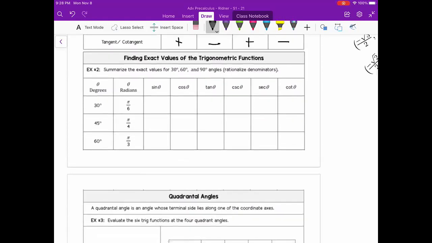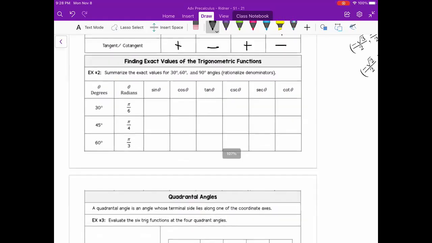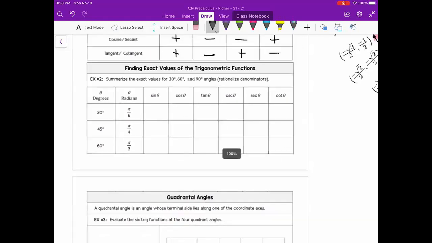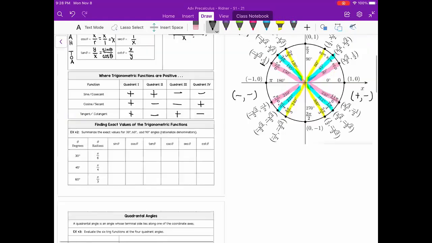Okay. So let's do 30 degrees all the way across. Sine and cosine are easy. Sine is 1/2 because the y value is 1/2. So if you need to put a y there and an x here, and a y divided by x. All right. And then square root of 3 over 2 is cosine. Okay. Now, here's where bulk work comes into play.